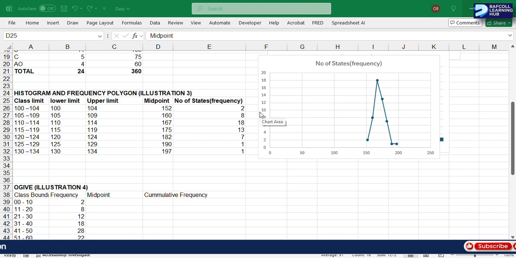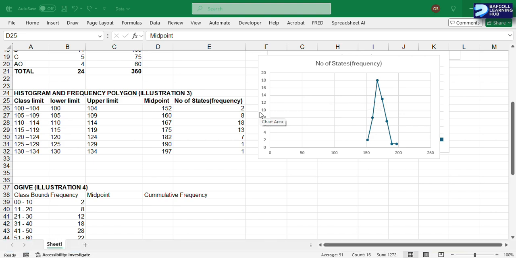Mostly, it makes it easy to see the peaks. When it comes to the peaks, it helps us to determine the symmetry and the skewness, and to know the shape of the distribution, whether it's bell-shaped, skewed to the left or skewed to the right. Those are some of the uses of frequency polygons.